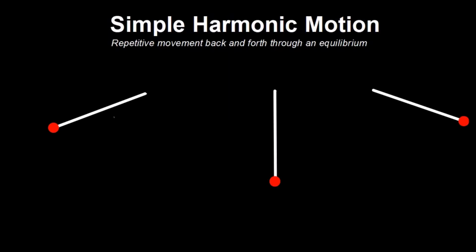In this video, I'm going to talk about simple harmonic motion, which is the repetitive movement back and forth through an equilibrium of an object. An equilibrium is just the center point. So this is best explained with a pendulum. I have a pendulum here when it's furthest up, and then this is when it goes through the center, so that's equilibrium, and this is when it goes up again.